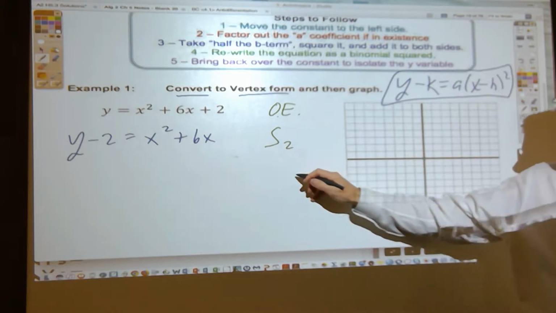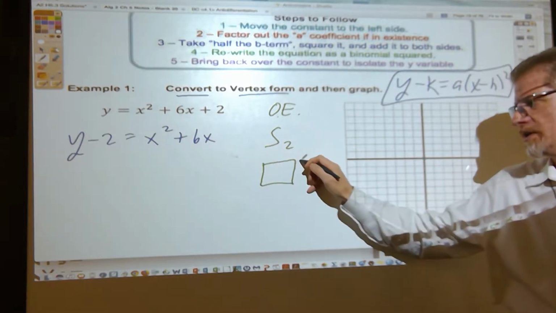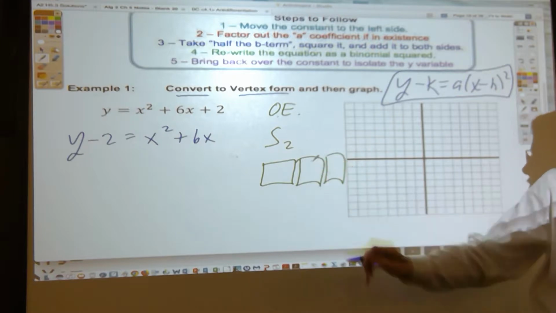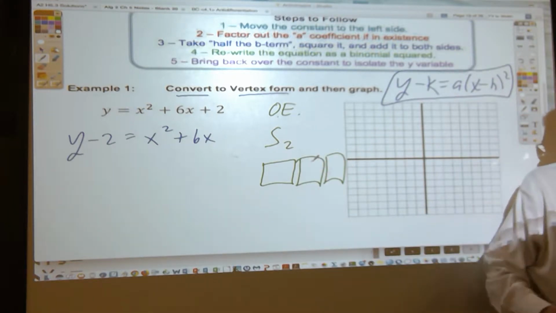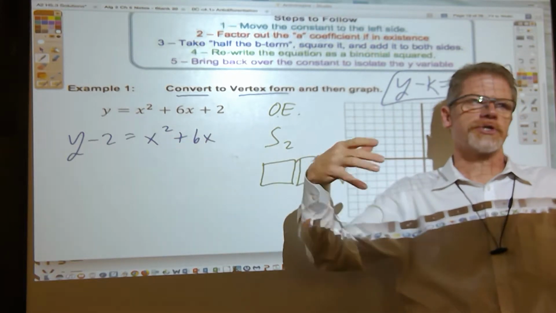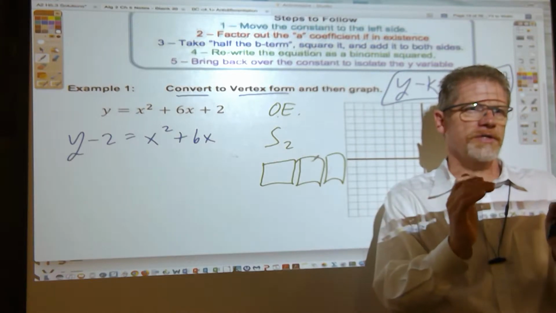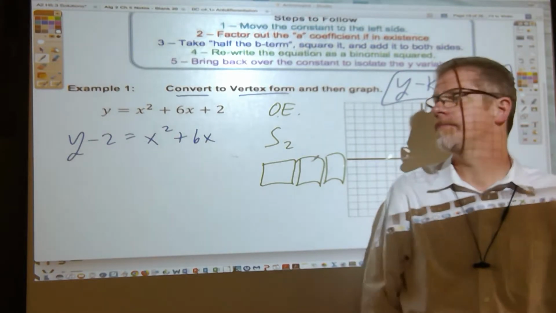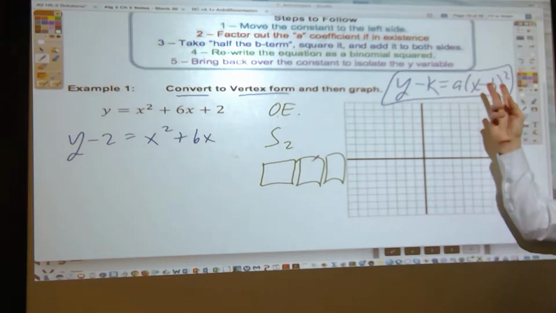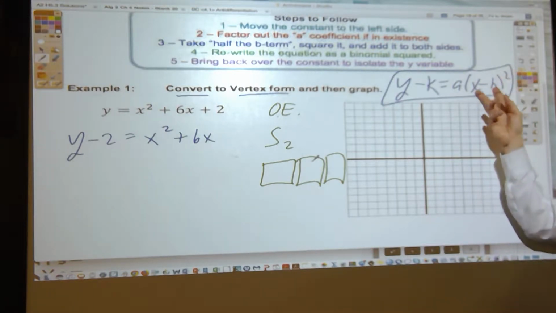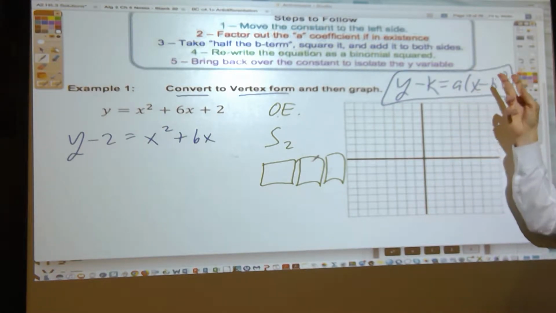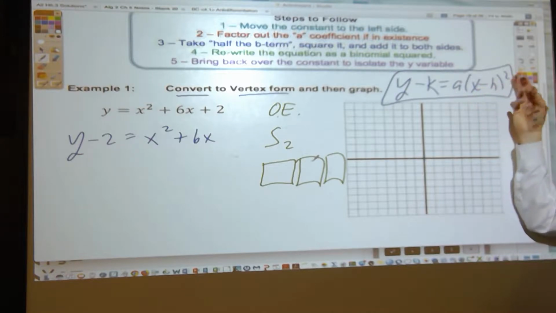triplets of boxes will be populated to complete the square. And completing the square means we want to turn this binomial into a trinomial that can be factored into something squared. Because isn't that what this is? This is a binomial squared. We want to convert that, a trinomial, into something squared.